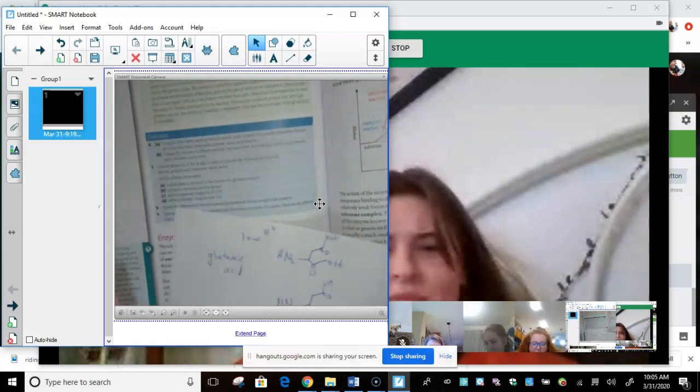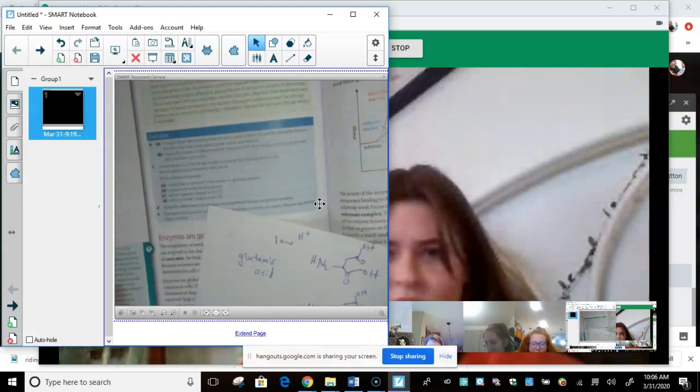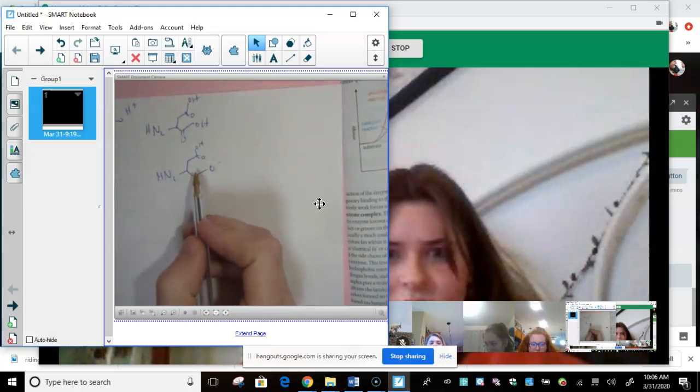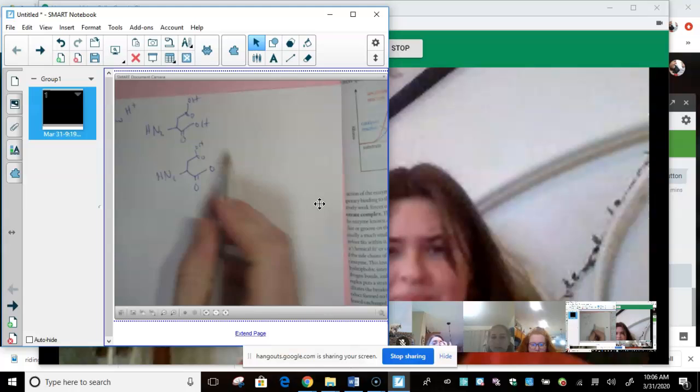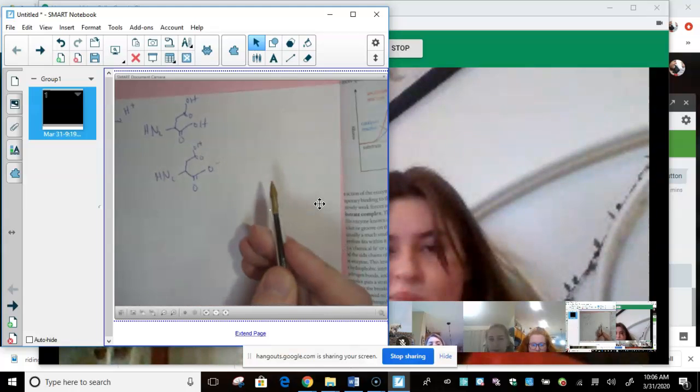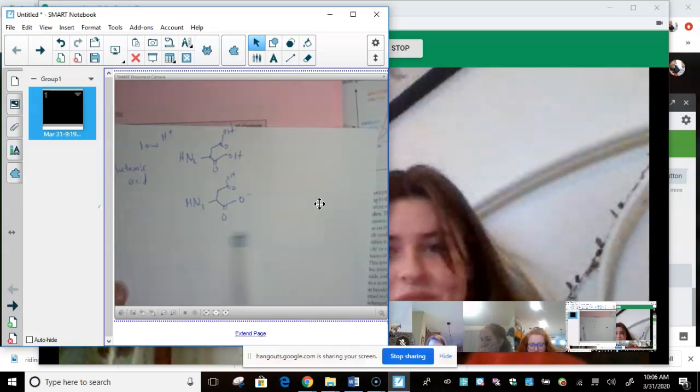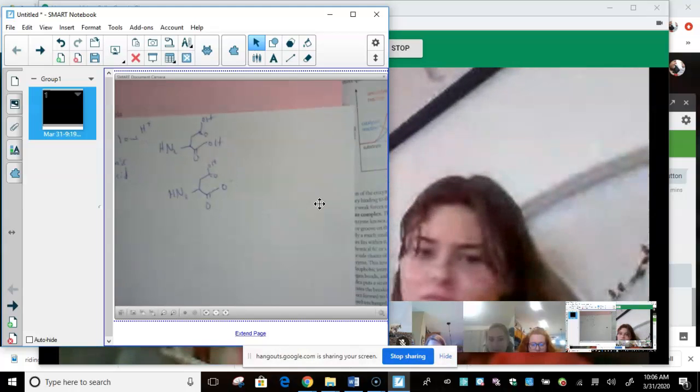Alright, and for C, it said will be negatively charged at pH of 5. So anything above 3.2 is going to form a structure like this, which is negative. So for letter C, glutamic acid is the one that's going to form a negative charge at a pH of 5.